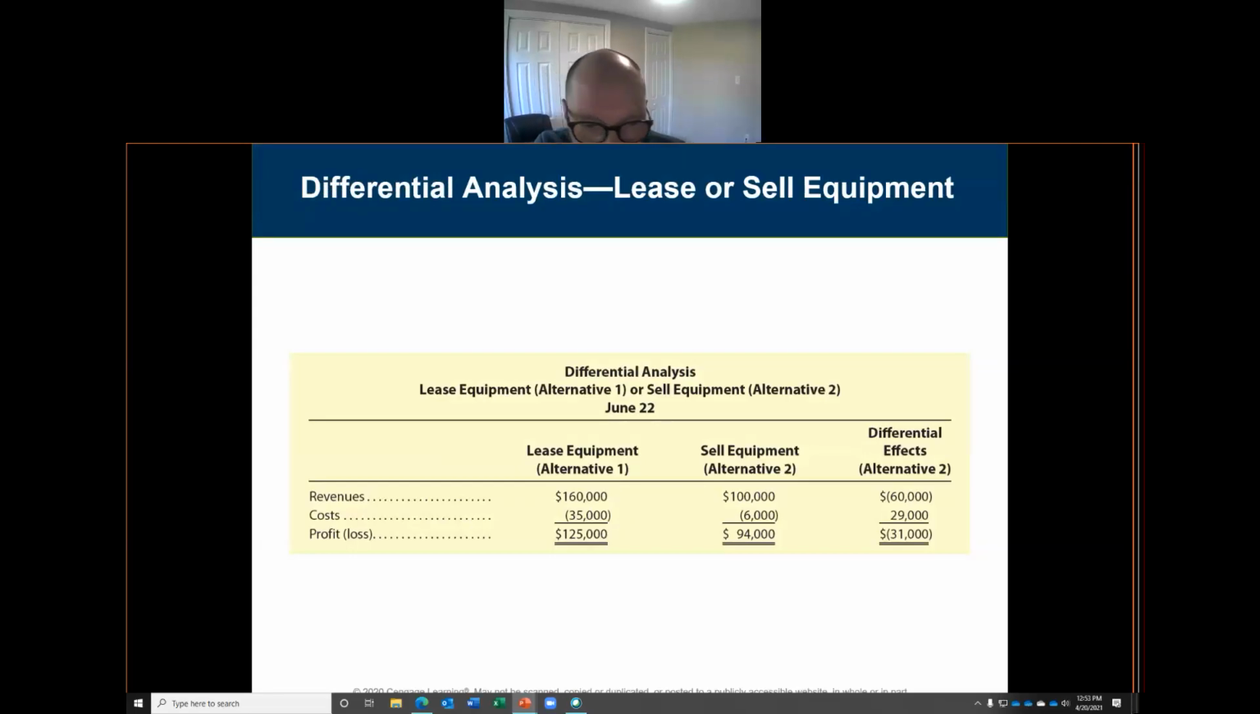So you run our differential analysis. Alternative one, $160,000 in revenue. Cost would be $35,000, giving you a total potential profit of $125,000. Option two, sell the equipment. Revenue would be $100,000. Your cost would be $6,000. That's your 6% sales commissions. $100,000 minus 6 is $94,000. The revenue difference is $60,000. The cost difference is $29,000. The profit difference is $31,000. Clearly, based off of this analysis, alternative one is the best option.